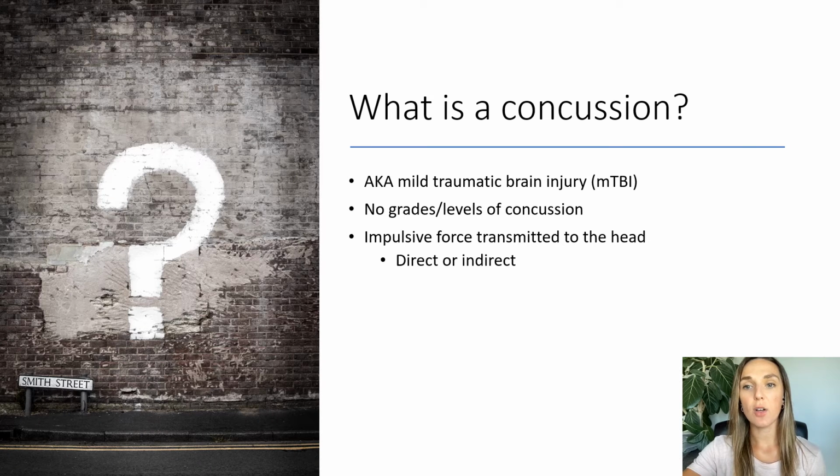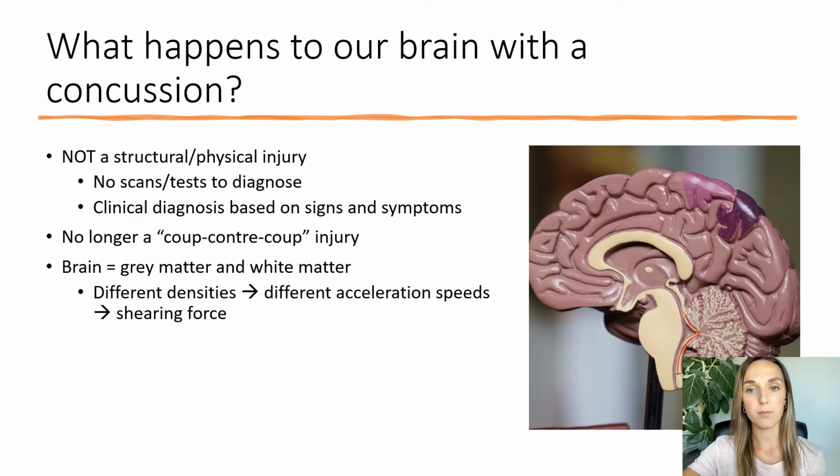A concussion is also known as a mild traumatic brain injury. Unlike previous trains of thought, there are no grades or levels of concussion. A concussion is caused by an impulsive force that is transmitted to the head. This doesn't require direct contact with the head. Many concussions can be caused by this force being transmitted through the body up to the head, such as falling abruptly and taking the impact with the hips and/or arms.